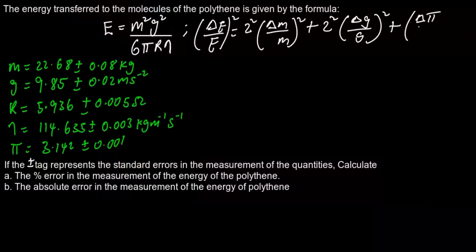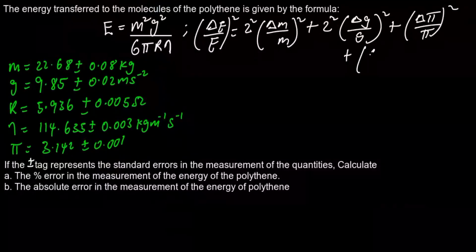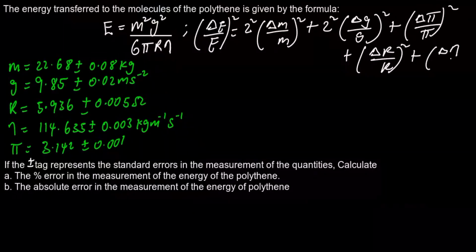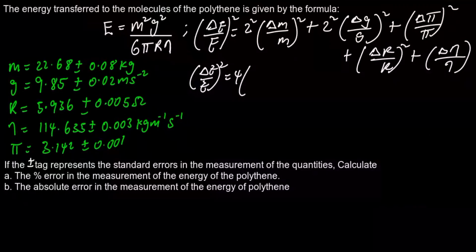Standard error in pi over pi square, plus you can see it can be very rigorous, just endure. Standard error in R over R, you must square it, plus standard error in eta over eta. So I have standard error in E over E square. Now you're going to put all your values. So that will give me 2 square is 4. What's this delta M? That is your error. These are your errors like this.